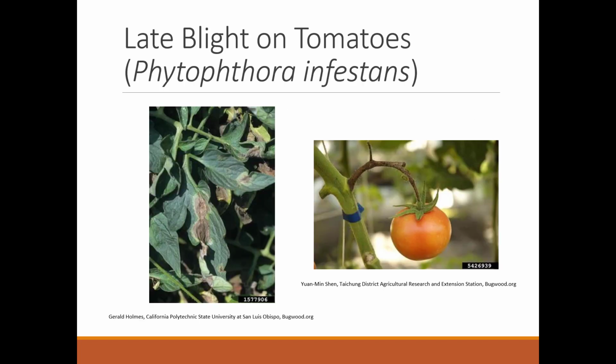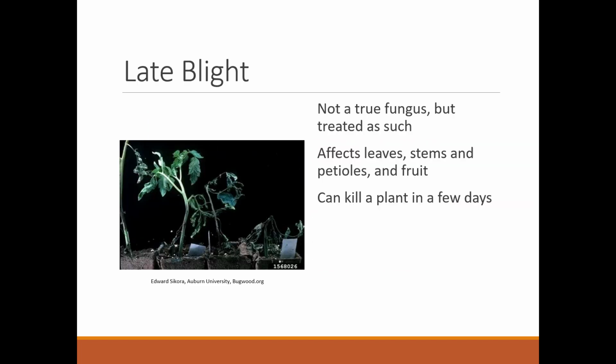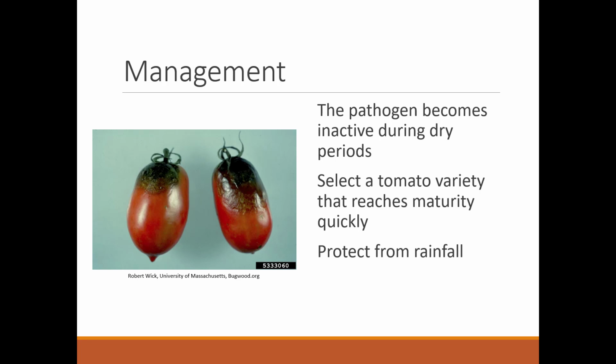And here's late blight on tomatoes. This is the same disease that killed the potatoes in Ireland that caused the potato famine. So it's not a true fungus, but it's treated as such. It affects the leaves, stems, and petioles, and fruit, and it can kill a plant within a few days. So during dry periods, it's not doing anything, but it's still there. It's just kind of inactive. And then once it's wet, of course, it'll reinfect. But you want to try to use a tomato variety that reaches maturity quickly and then protect it from rainfall.